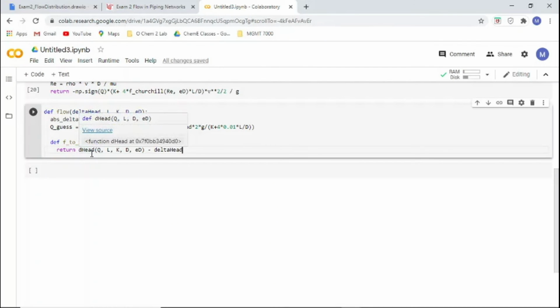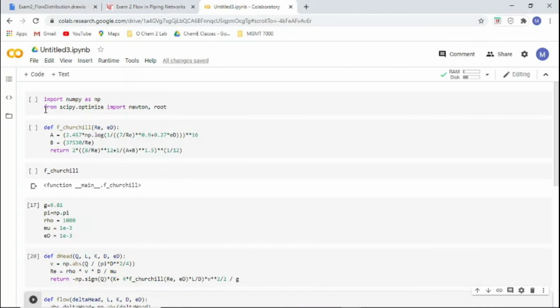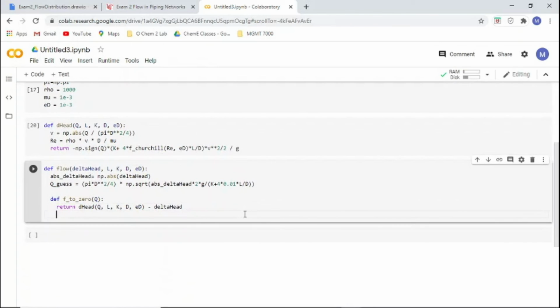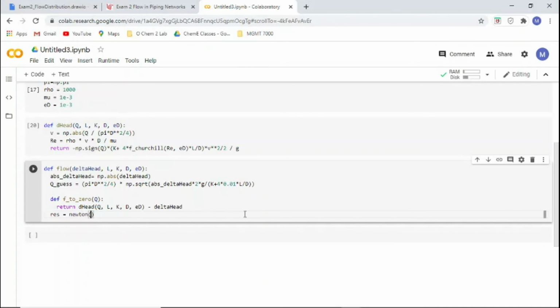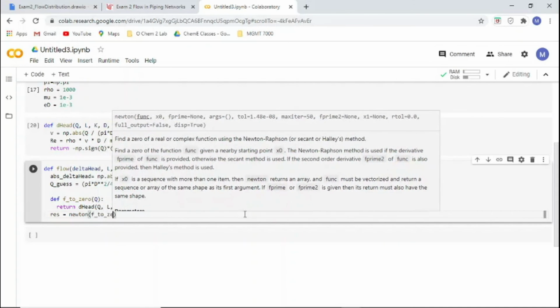So when the calculated change in head is equal to the supplied change in head. To do that, we're going to use Newton's method, which is why earlier we put in from scipy.optimize import newton root. That's going to import the needed function that we are going to use to find the roots of this equation. So our result is going to be equal to Newton. And now in this first part, we need to put the function whose zeros we want to find. So that's going to be f to 0.